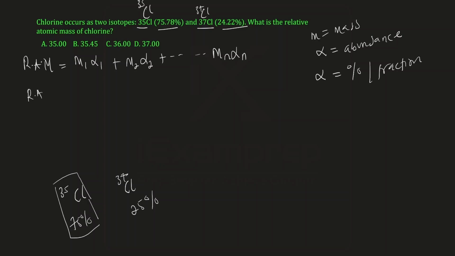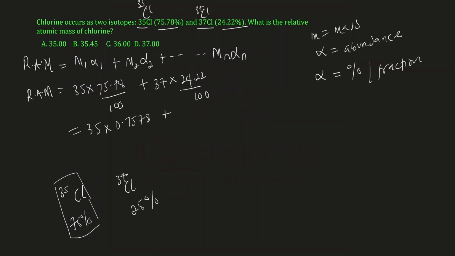If we plug that into our formula, the mass of the first one is 35. So we have 35 multiplied by the abundance of the first one, 75.78%. That means 75.78 over 100, plus the mass of the second one, 37. The abundance of the second one is 24.22%, so over 100. This will give 35 multiplied by 75.78 divided by 100, which is 0.7578, plus 37.